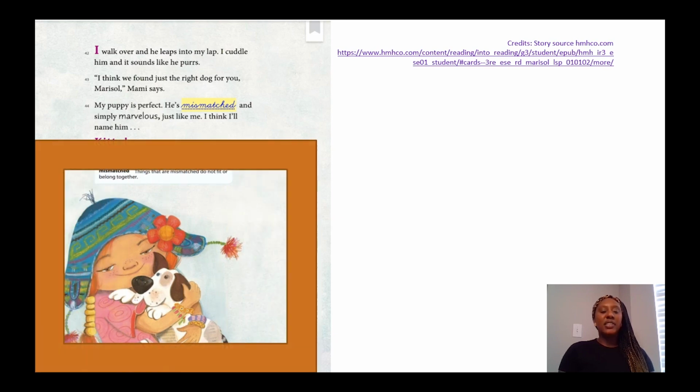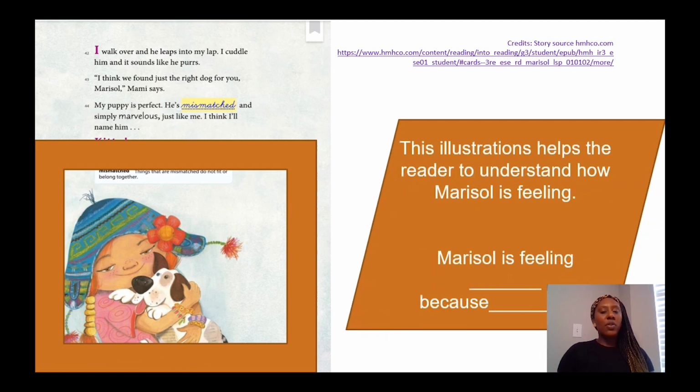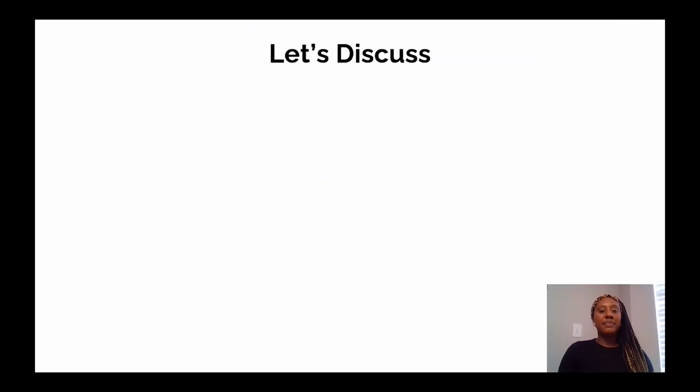I want you to focus in on this illustration. The illustration helps the reader understand how Marisol is feeling. Marisol is feeling blank because the end. Now let's discuss.